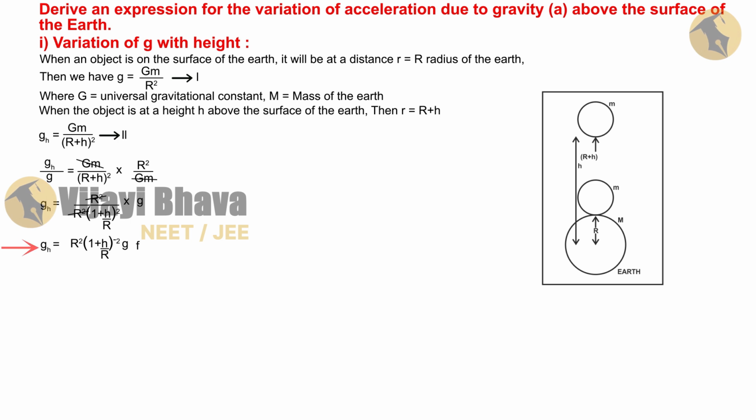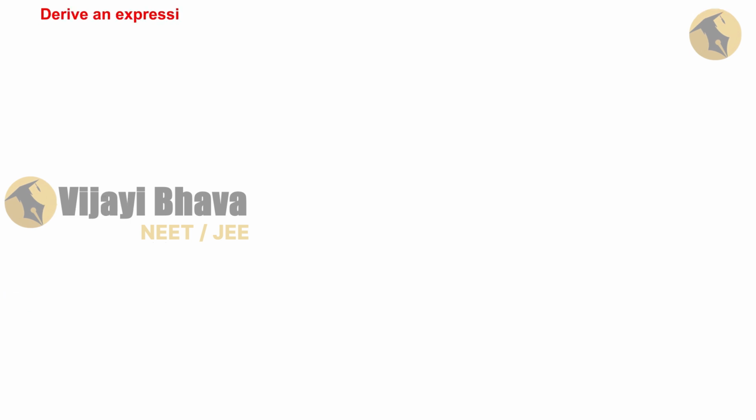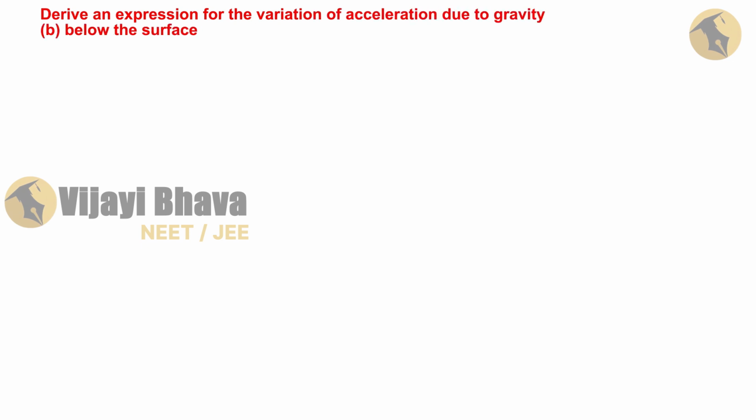If h is very smaller than the radius of the Earth R, then gh is equal to g into 1 minus 2h by R. From this we can infer that as the height increases, the value of acceleration due to gravity small g decreases. This is to derive an expression for the variation of acceleration due to gravity with depth.